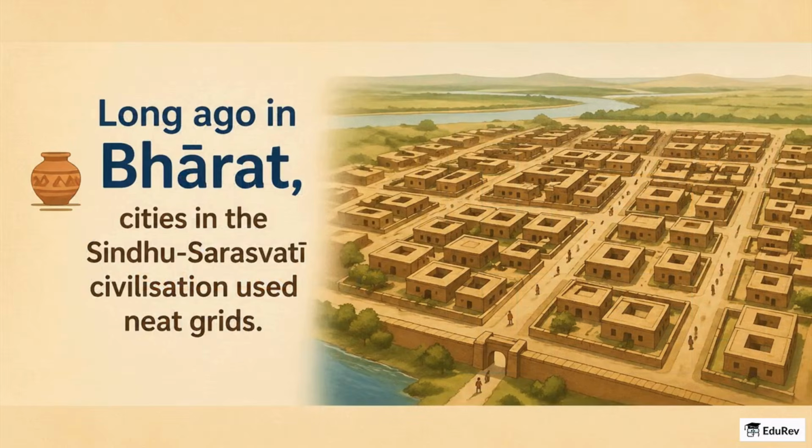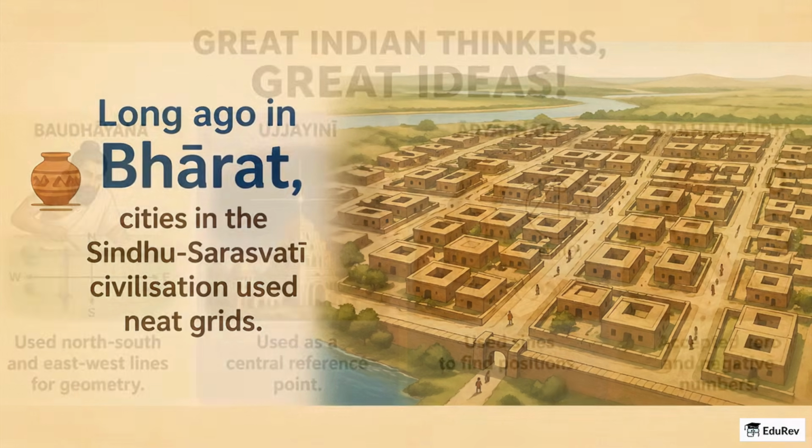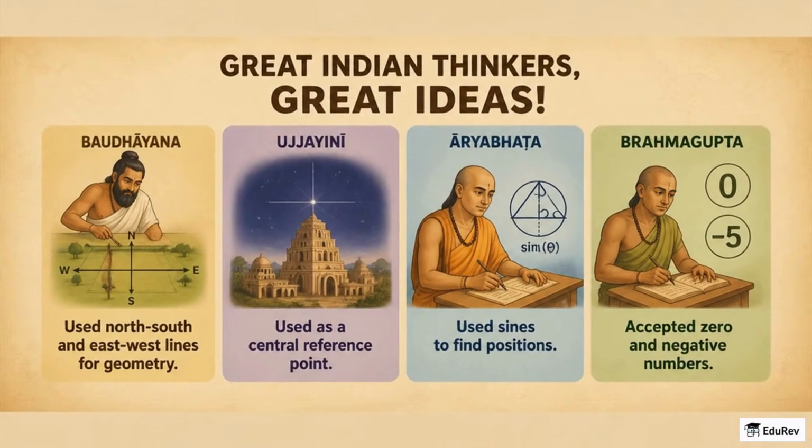Long ago in Bharat, cities in the Sindhu-Saraswati civilization used neat grids, like an early coordinate system. Great thinkers here and elsewhere added ideas that help too. Bodhayana used straight north-south and east-west lines for geometry. Ujjaini was used as a central reference point. Aryabhata used signs to find positions, and Brahmagupta accepted zero and negative numbers.